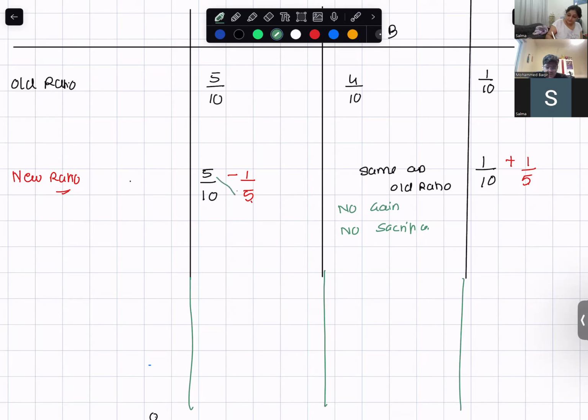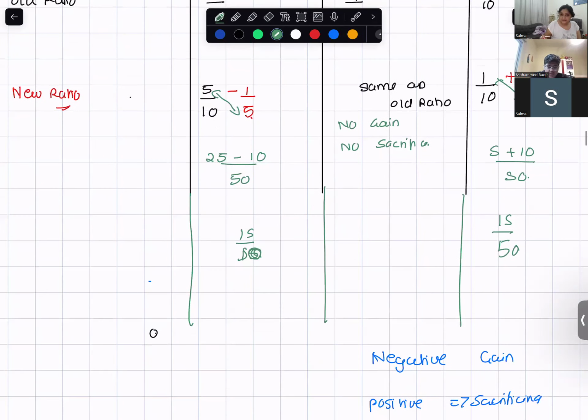New ratio for A: cross multiply, 25 minus 10 by 50. And for C, 5 plus 10 by 50. Are you with me? Yes, ma'am. 25 minus 10 will become 15 by 50. Are you with me? Yes, ma'am.